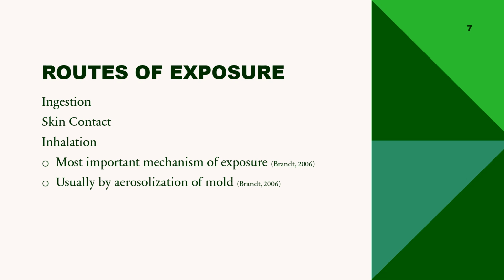So, some of the routes of exposure for mold are ingestion, skin contact, and inhalation. For your purpose of flipping a house, skin contact and inhalation are the most important. The most important mechanism of exposure would be inhalation. Inhalation of mold usually happens by aerosolization of mold. And in the simplest way of defining it, aerosolization of mold happens when mold spores are carried through the air. Mold aerosolization can happen when contaminated materials are moved or if the HVAC is contaminated.